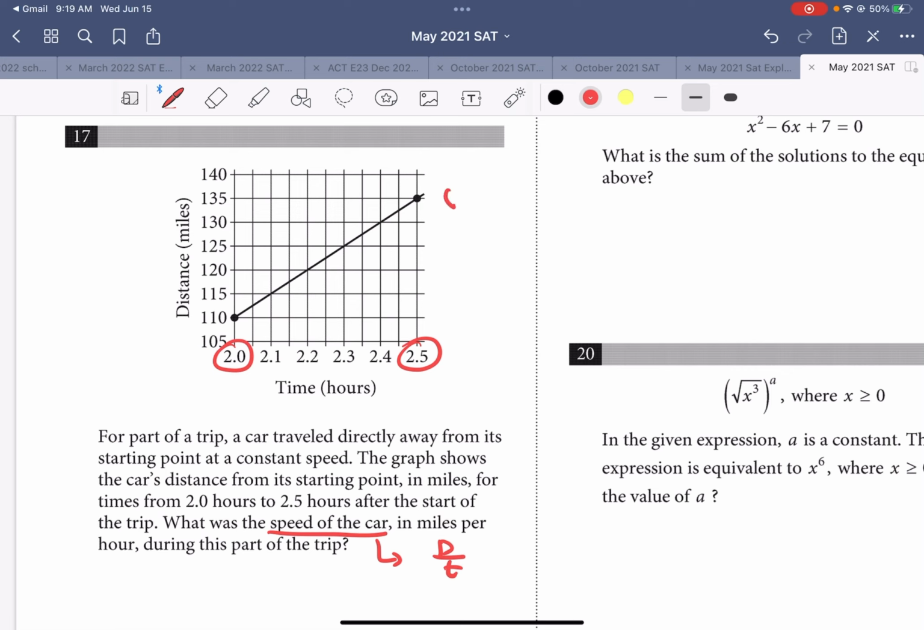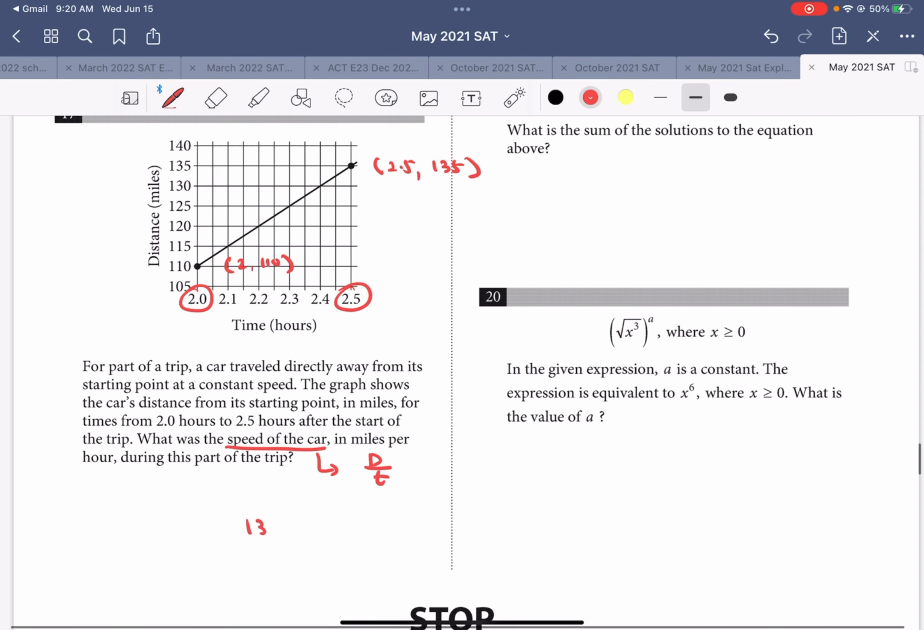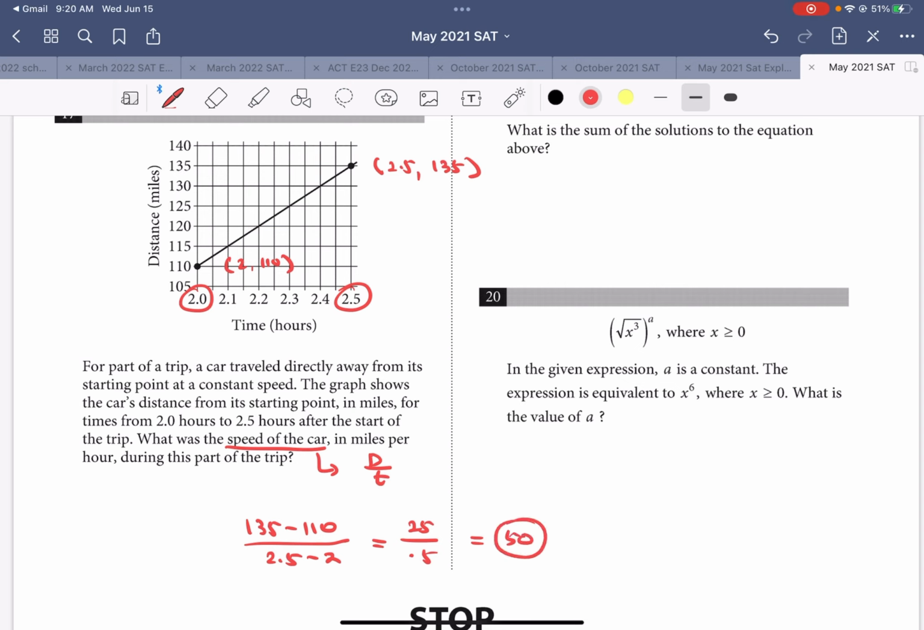So at 2.5, you can write the coordinate 135, and here 2, 110. So your slope is 135 minus 110 over 2.5 minus 2, so that is 25 over 0.5. Dividing by 0.5 is multiplying by 2, since 0.5 is 1/2, so 25 times 2 is 50. So the answer is 50 miles per hour, that's the speed of the car. Okay.